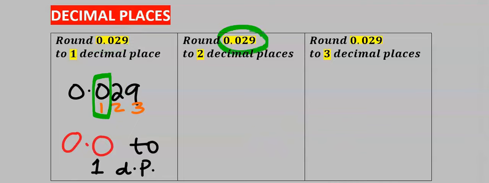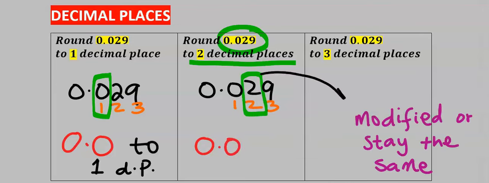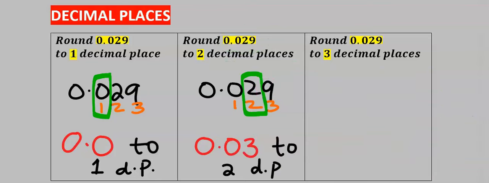Next, 0.029 to 2 decimal places. Any number before the decimal is not a problem. The second number after the decimal is 2. Hence, 0 will return. This 2 will be modified or it will stay the same. However, 9 can modify 2 to become 3 because 9 is up to 5. And your answer is 0.03 to 2 decimal places.